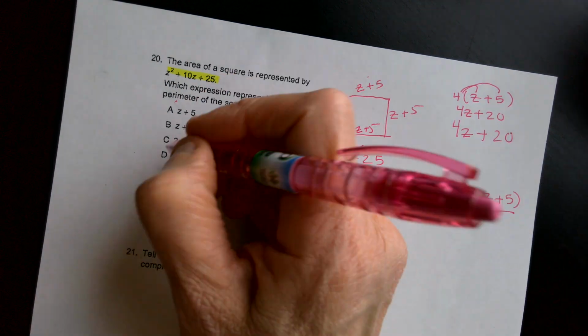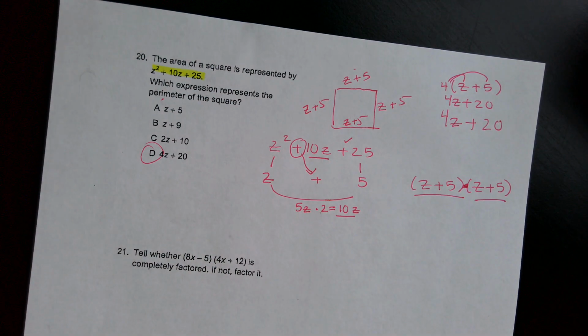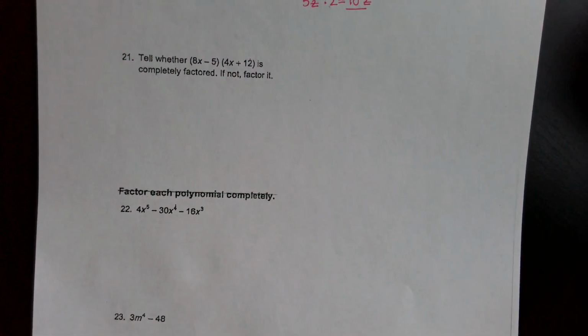so that's 4z plus 20. Yay. There's my answer. Again, don't expect a lot of extra credits. Now, these questions can be a little tricky.